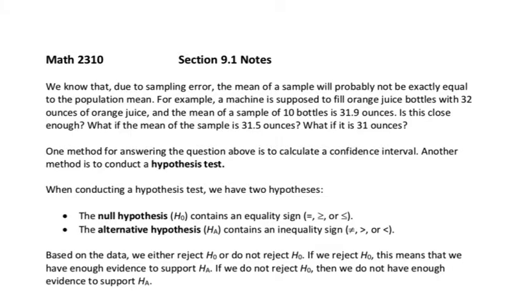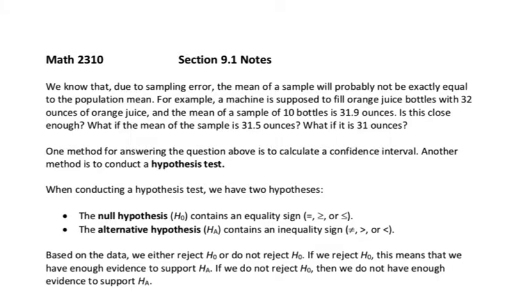What if the mean of the sample was 31.5 ounces? Or what if it was 31 ounces? What is close enough to 32? So that's the question that we're going to answer here. We already saw one method for answering this question, which was to calculate a confidence interval. Then you would look to see if the confidence interval contains your value for the population mean that you think it is. Another method is called conducting a hypothesis test.